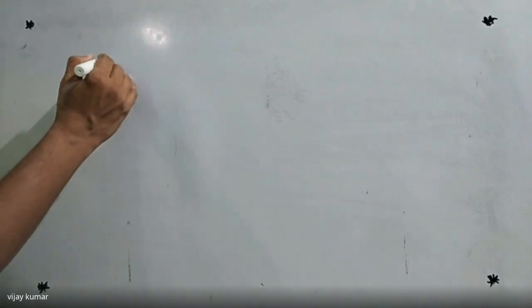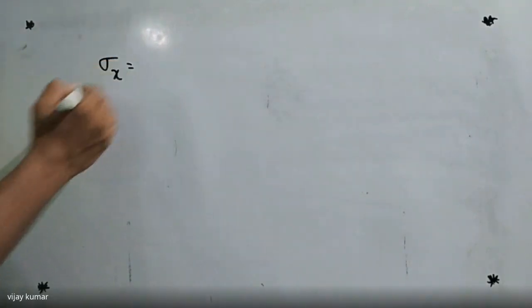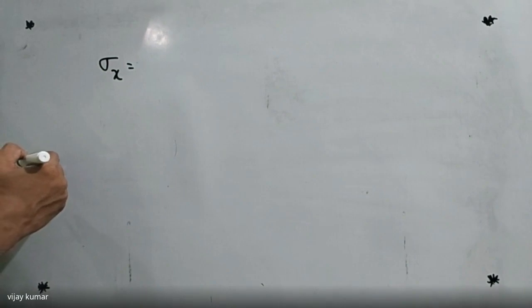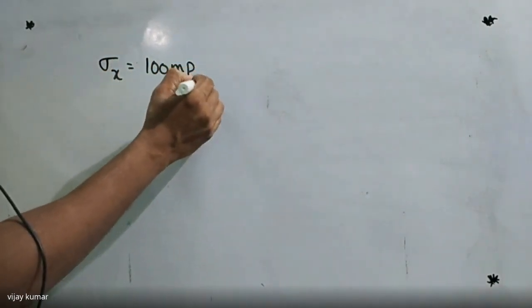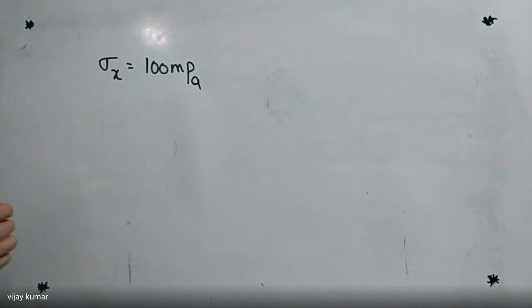So here, one question is given in this NEET examination. Listen carefully. Sigma x is given. That is 100 megapascals. That is the tensile stress. This is positive. This is a tensile stress along x direction on a component.